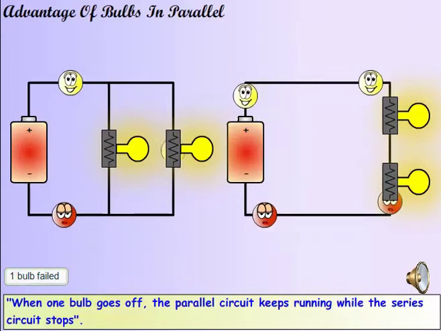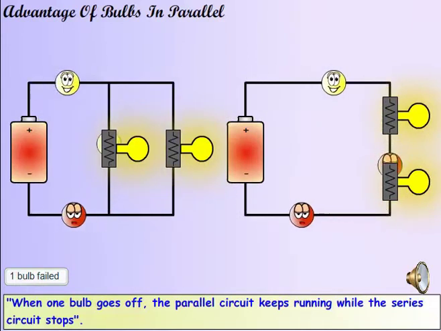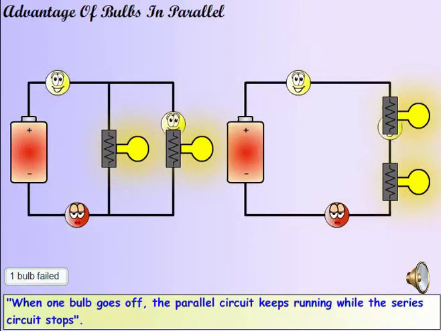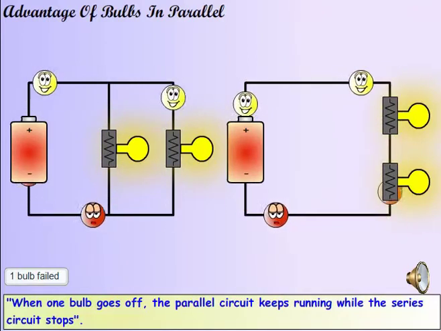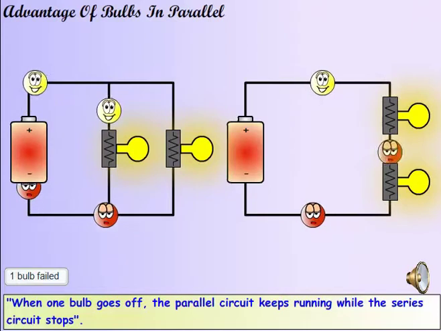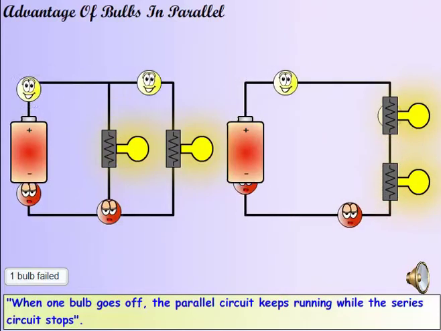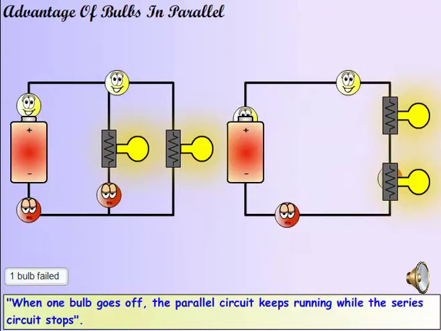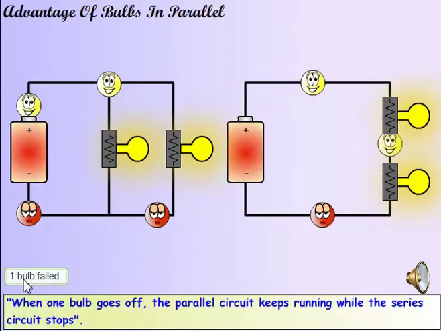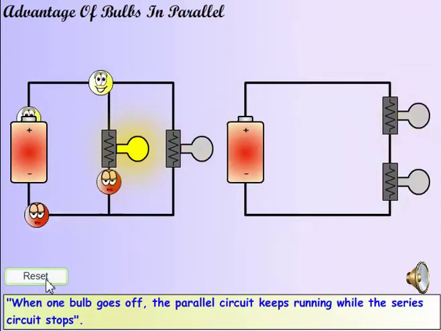Click on the "One bulb failed" button. You will realize that in a parallel circuit, even if a bulb in one branch fails, the others will continue to glow. In a series circuit, if one bulb fails, then the others will also not glow, as the current will stop passing through the bulb that failed.